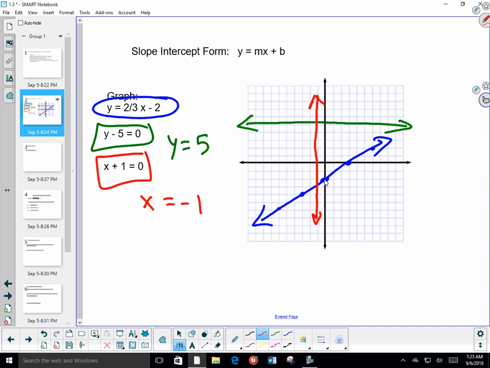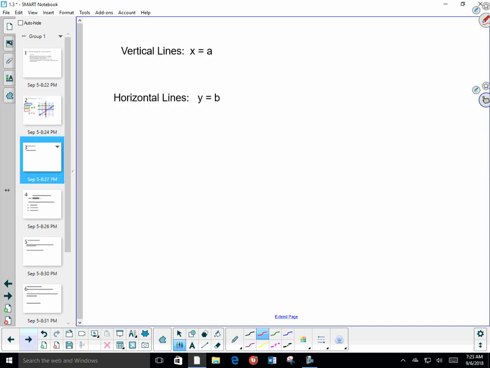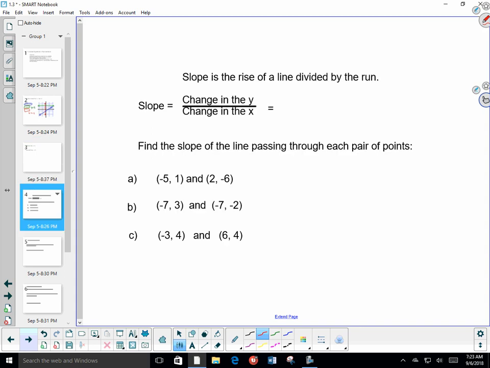All right, let's take a look at the next slide here. So just again, a summary: vertical lines are always x equals a number. Horizontal lines are always y equals a number. All right, you know slope is the rise of a line divided by the run. So we would say the slope is the change in the y over the change in the x. And we usually write that with this formula: y2 minus y1 divided by x2 minus x1.